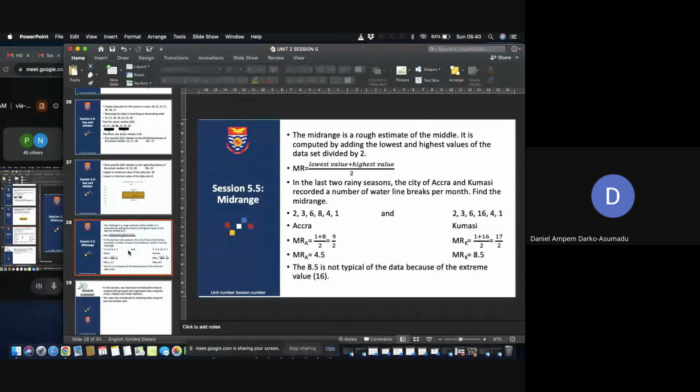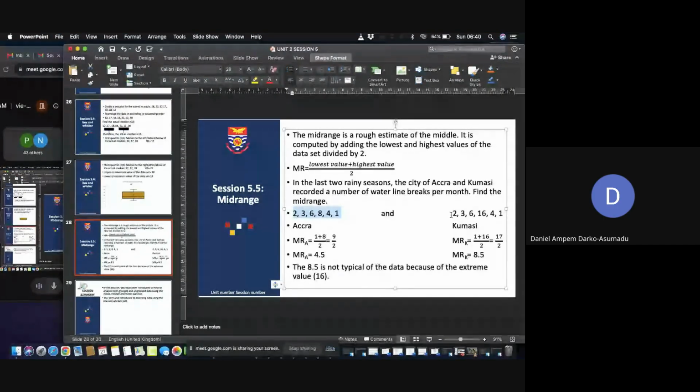An example: in the last two rainy seasons, the cities of Accra and Kumasi recorded a number of waterline breaks per month. Find the mid-range. On the left-hand side, you see the data for Accra. On the right-hand side, you see the data for Kumasi. The mid-range for Accra is the lowest value, 1, plus the highest value, 8, divided by 2. So the mid-range is 4.5 for Accra. You do the same for Kumasi. The lowest value is 1, the highest value is 16, so 17 over 2 is equal to 8.5.